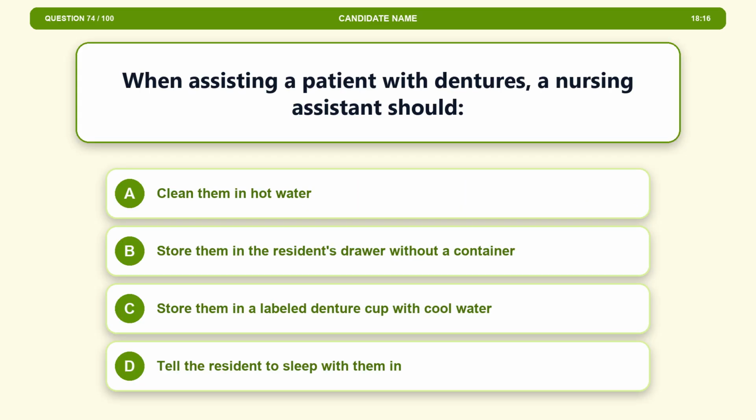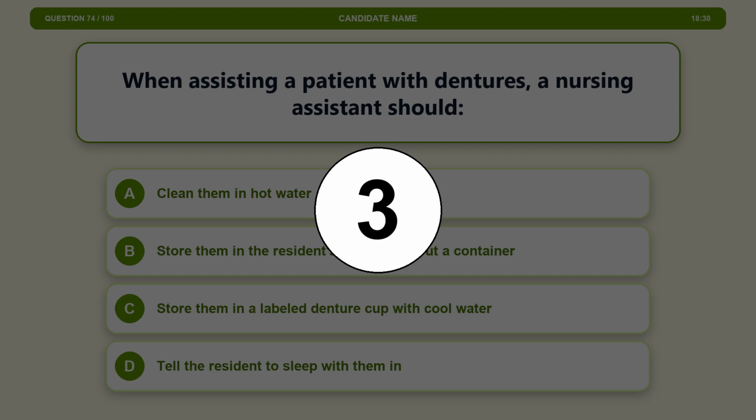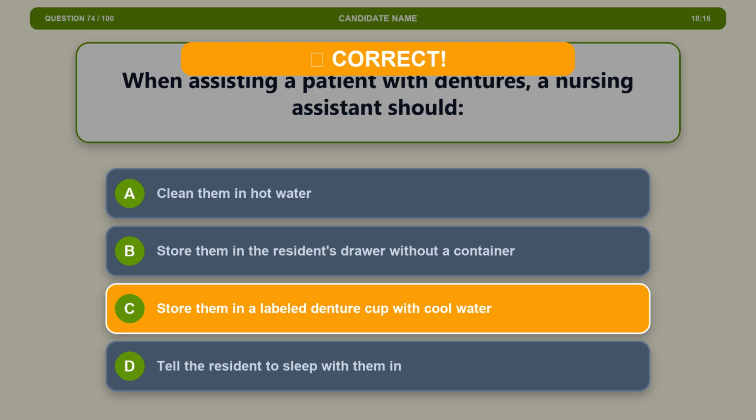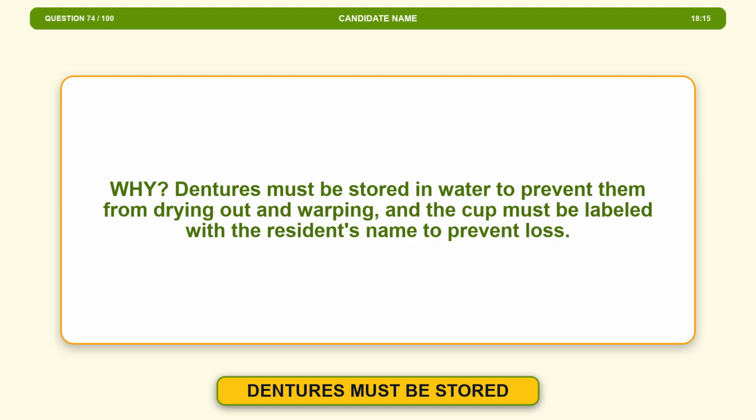Question 74. When assisting a patient with dentures, a nursing assistant should Option A, clean them in hot water. Option B, store them in the resident's drawer without a container. Option C, store them in a labeled denture cup with cool water. Option D, tell the resident to sleep with them in. The correct answer is Option C, store them in a labeled denture cup with cool water. Dentures must be stored in water to prevent them from drying out and warping, and the cup must be labeled with the resident's name to prevent loss.